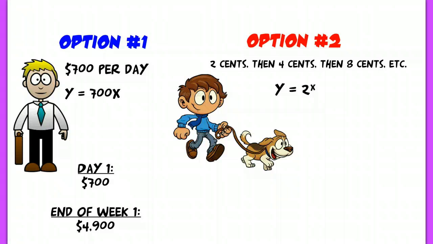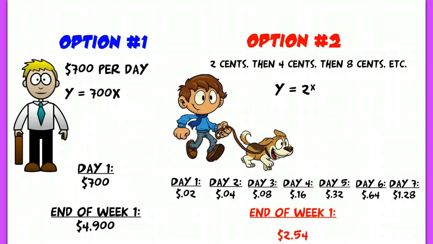Now in option 2, at 2 cents, and then 4 cents, and then 8 cents, this is found by showing an exponential function, y equals 2 to the x. Now after day 1, only 2 cents you made. Day 2, 4 cents, so a total of 6 cents there. And then on the 7th day you made $1.28, and if we total up everything else, at the end of week 1, you're at $2.54. So it looks like option 1 is pretty good so far.